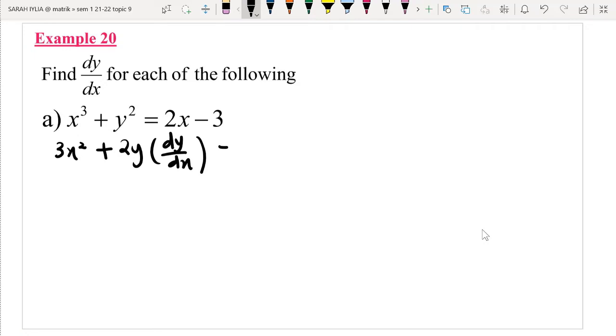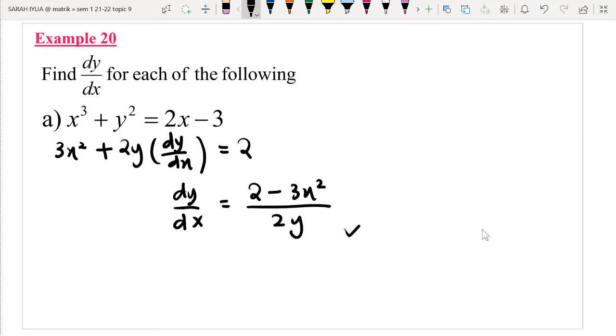Okay, next one, differentiate 2x, we get 2. And last one, differentiate 3, we get 0. Habis cerita. Since the question asks to find dy dx, you have to rearrange to make dy dx as our main subject. So finally, dy dx will be equal to 2 minus 3x squared over 2y. Siap. Kita cuba lagi seterusnya B.